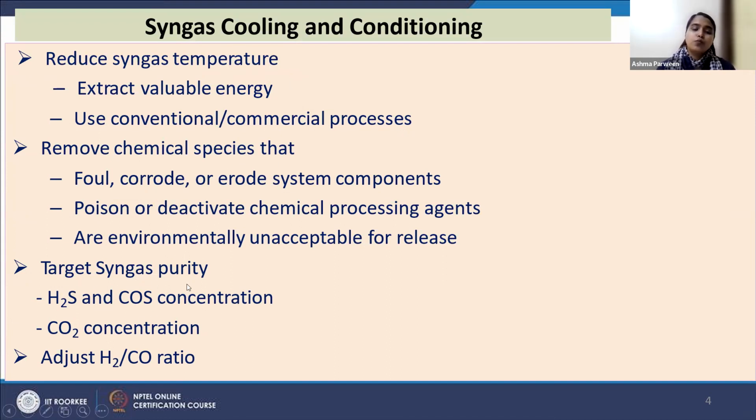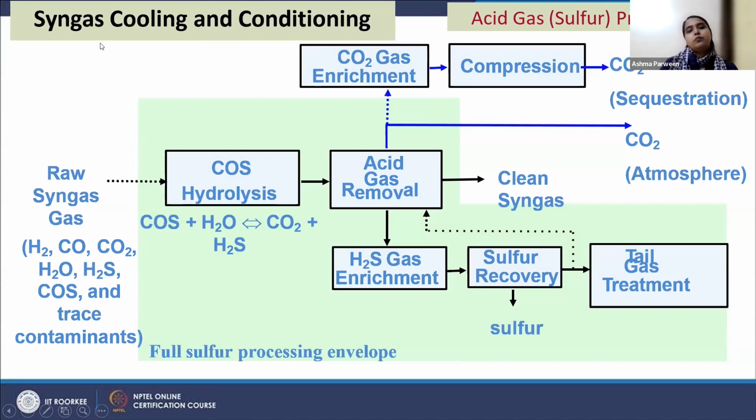Next, we have to improve the purity of syngas. Basically, we have to remove H2S and the CO2 concentration. After removal of these gases, we have to adjust the hydrogen to carbon monoxide ratio, because generally a hydrogen to carbon monoxide ratio of nearly 2 is required for various purposes. So the first step is syngas cooling and conditioning.